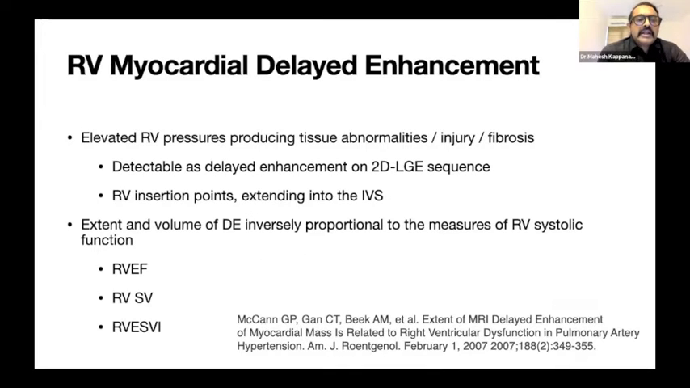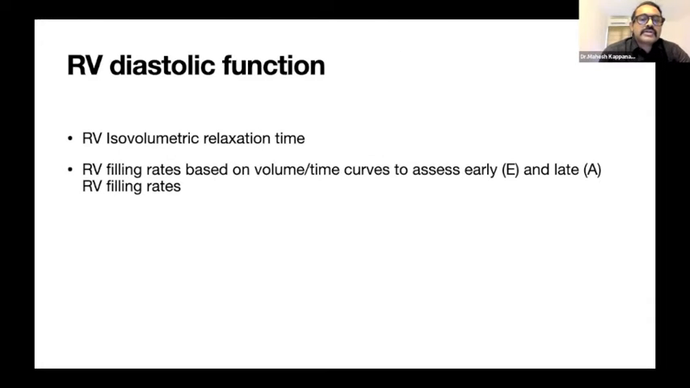The RV myocardial delayed enhancement is indicative of the tissue abnormalities or injury or fibrosis that occurs with pulmonary artery hypertension, and this can be detected as the delayed enhancement on delayed gadolinium enhancement sequences, characteristically at the RV insertion points extending into the interventricular septum. And the extent and volume of the delayed enhancement is inversely proportional to the measures of the RV systolic function like ejection fraction and stroke volume.